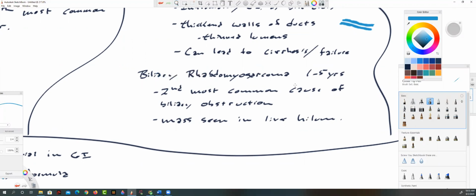Biliary rhabdomyosarcoma. So the sarcoma is more of a connective tissue. Myo is in smooth muscle. Biliary rhabdomyosarcoma, 1 to 5 years of age. Second most common cause of biliary obstruction. So it is a biliary tumor mass, most likely seen in the liver hilum. So perhaps the common bile duct creates the rhabdomyosarcoma, causes biliary backup.